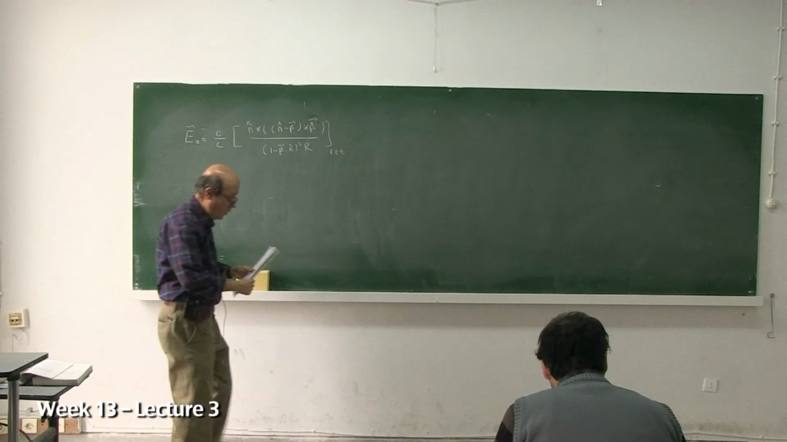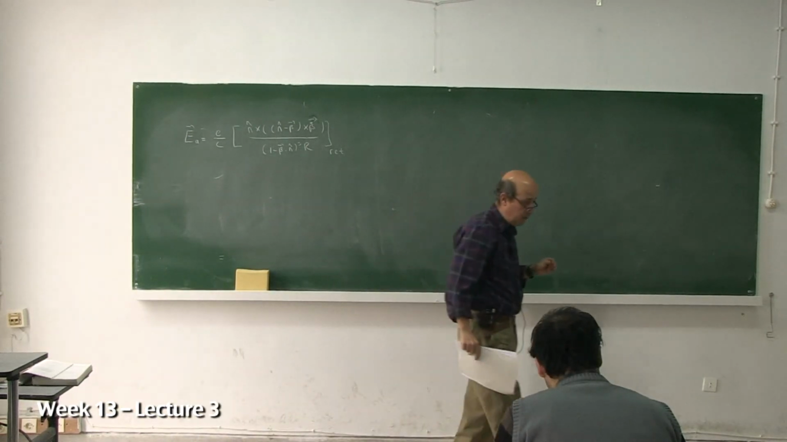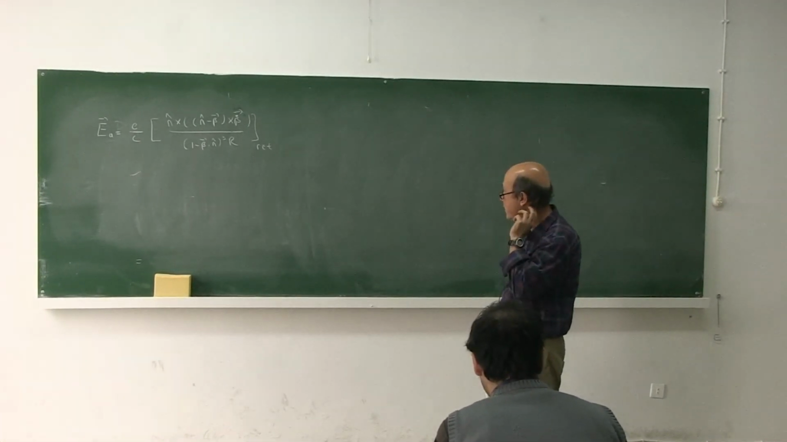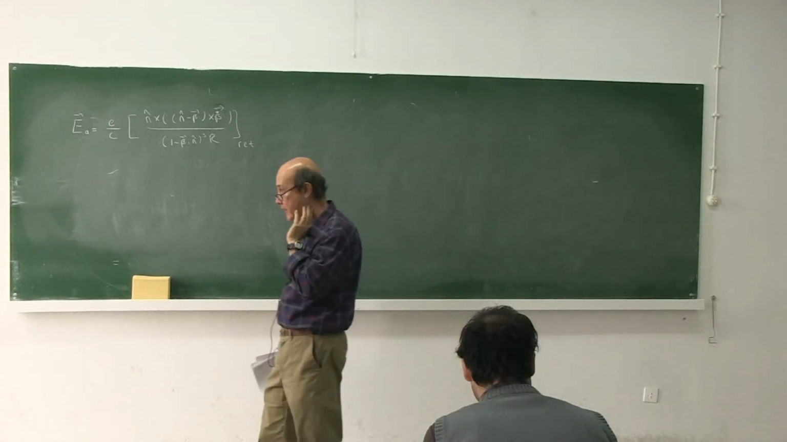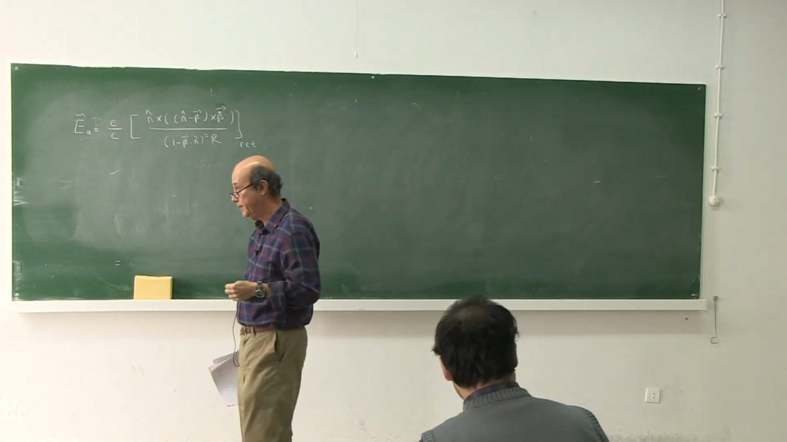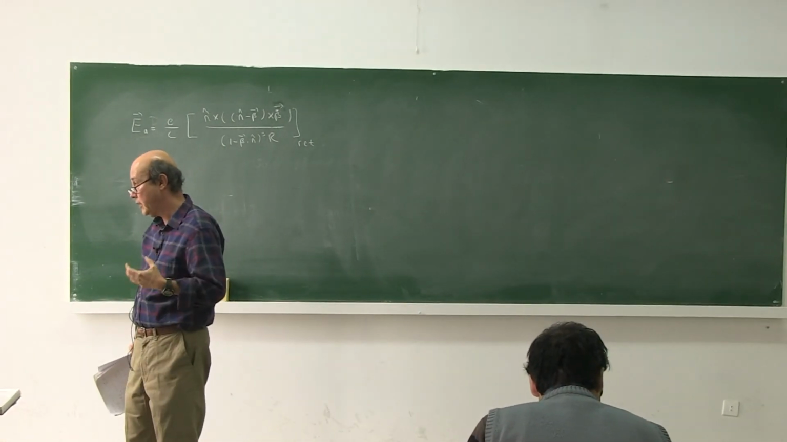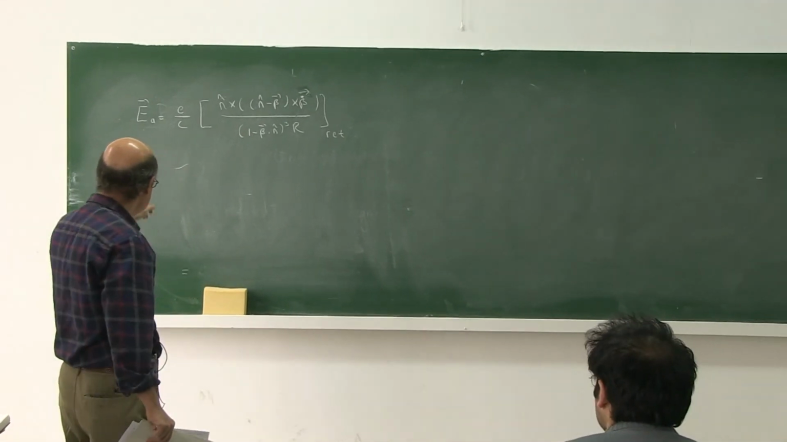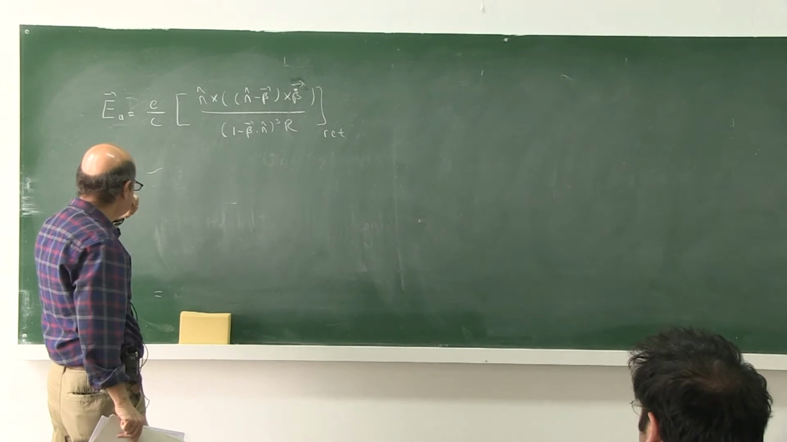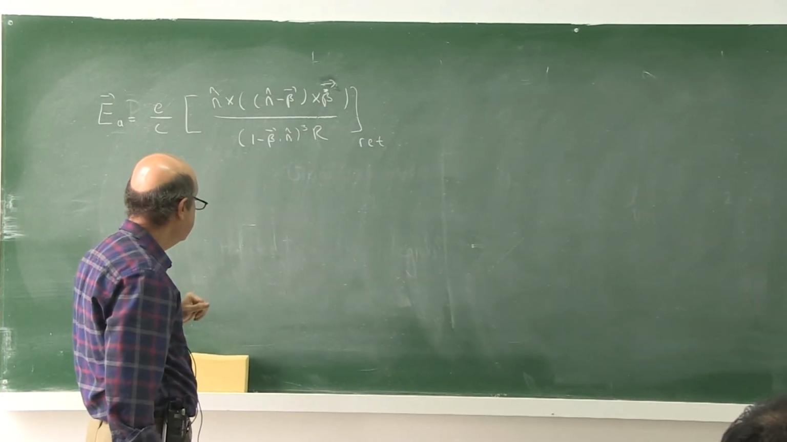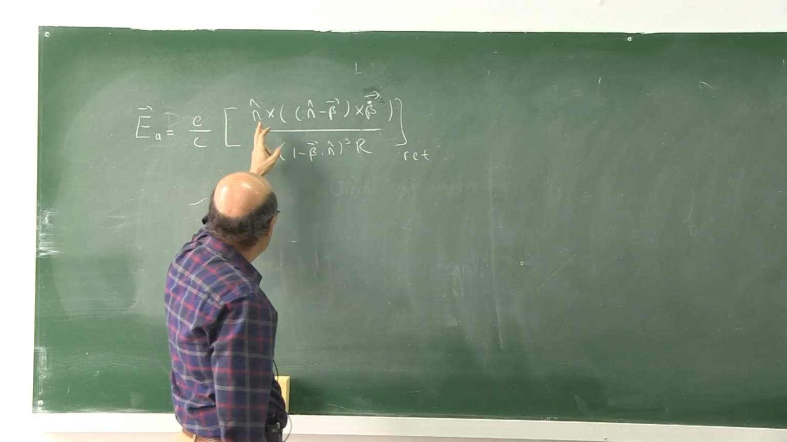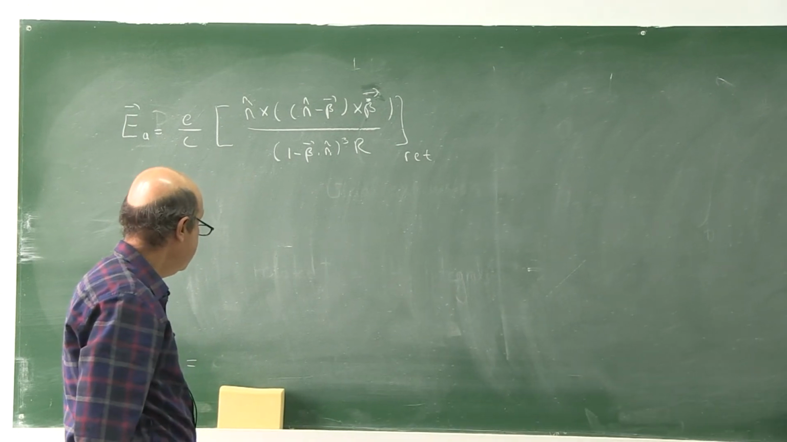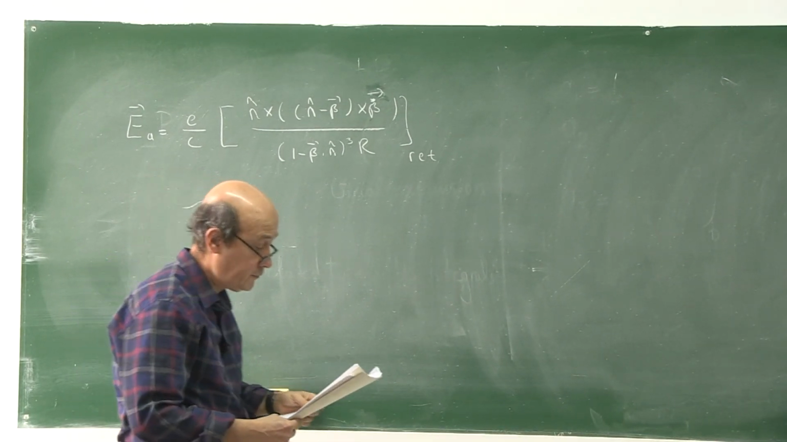Okay, last time we found the potential for a moving and accelerating charge, then we calculated the field strength tensor. We write the electric field from a charge that is moving and accelerated. This piece of the electric field is due to the acceleration of the charge: n cross (n minus beta) cross beta dot, divided by (1 minus beta dot n) cubed, over r.